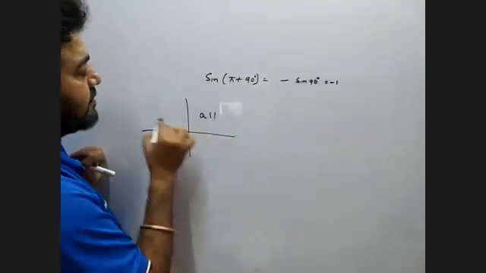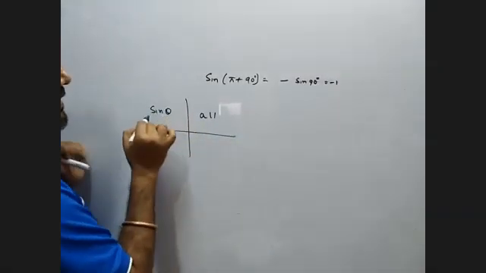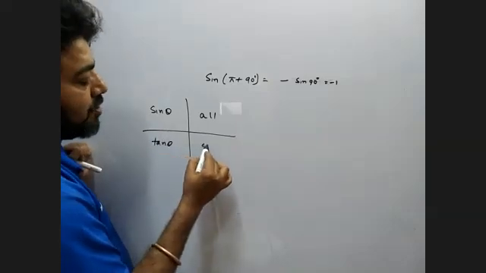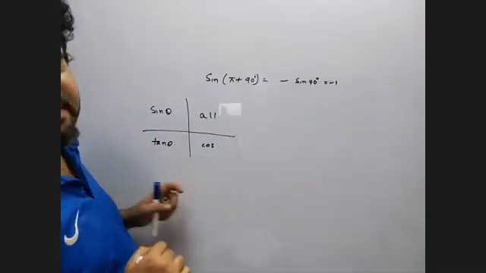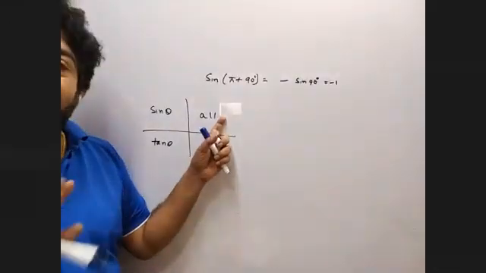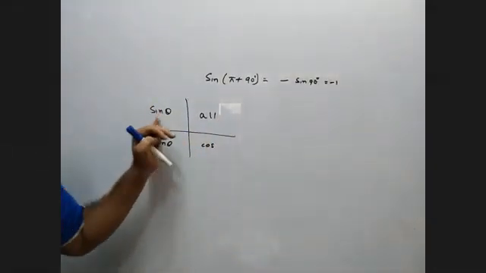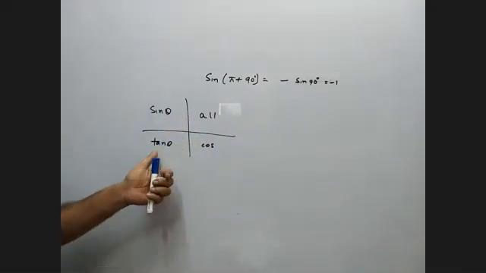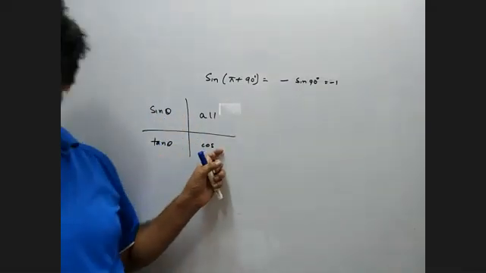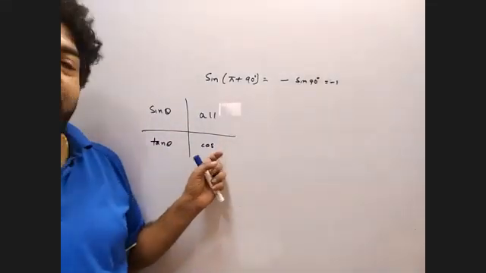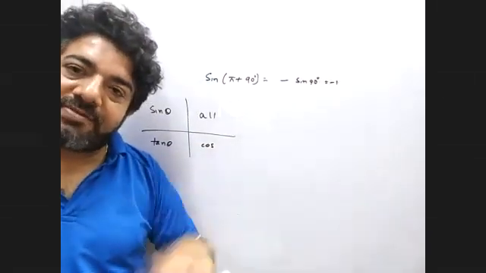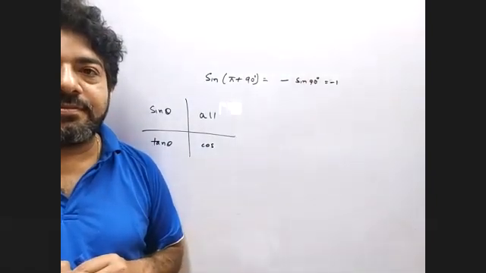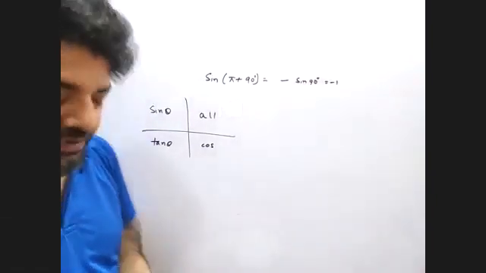See: all positive, sine and cosec, tan and cot, cos and sec. If you are in the first quadrant, all are positive. If you are in the second quadrant, sine and cosec. If you are in the third quadrant, only tan and cot are positive, the rest are negative. If you are in the fourth quadrant, cos and sec are positive, the rest are negative. Okay, sir, I understood now. Thank you. Yes, sir.